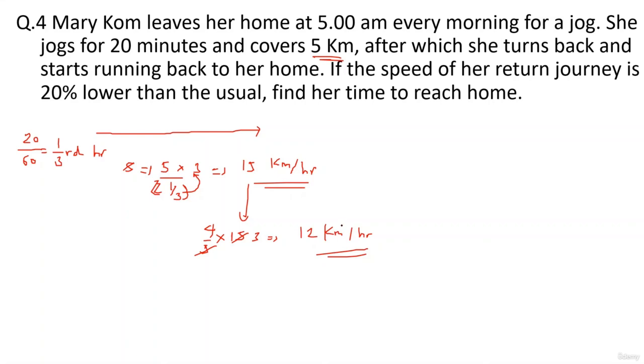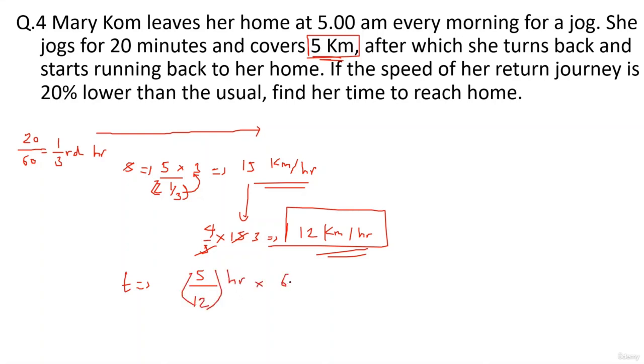Okay, अब इसी new speed से the distance traveled will be same. She's turning back and going home, right? She will still travel 5 kilometers, right? Speed is 12 kilometers per hour. The distance is 5 kilometers. So the time will be distance divided by the speed. 5 by 12th of an hour.